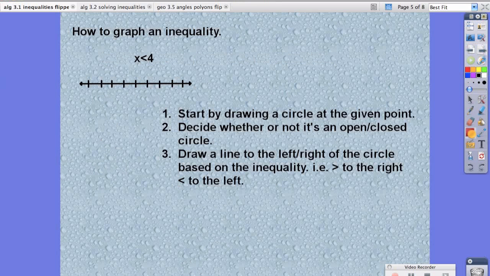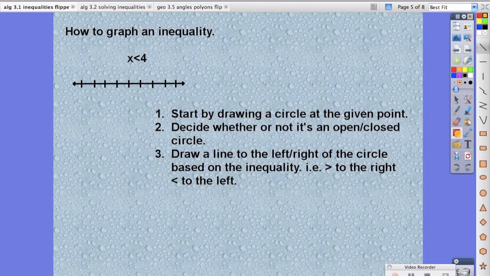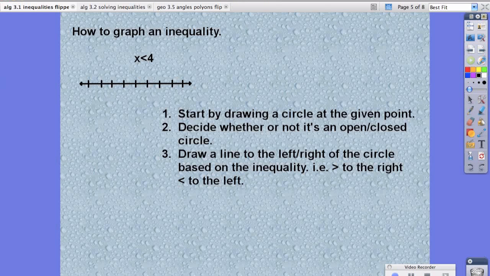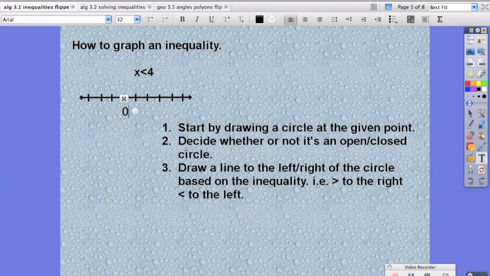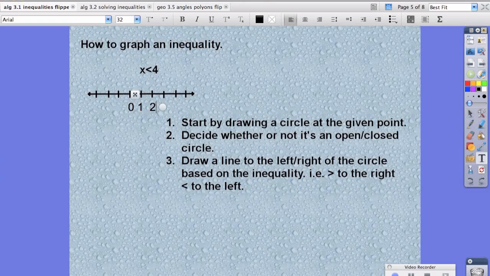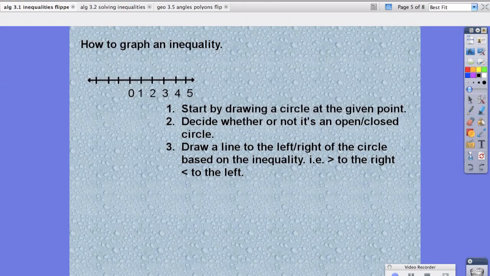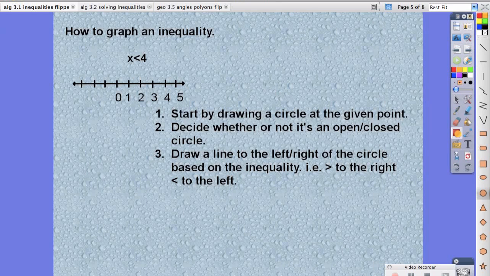So let's look at graphing inequalities. For graphing inequalities, we gave you this algorithm down here where it says start by drawing a circle around the given point. Now in this instance, the given point is 4. So let's number our number line really quick. So we're going to call this 0, 1, 2, 3, 4, and 5. So we're going to start with a circle at 4.